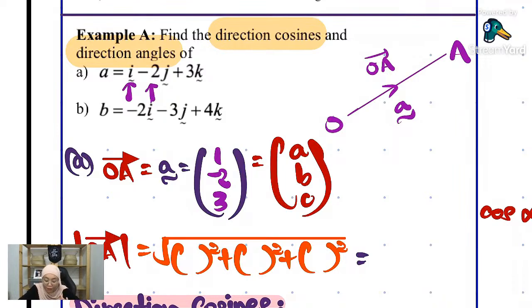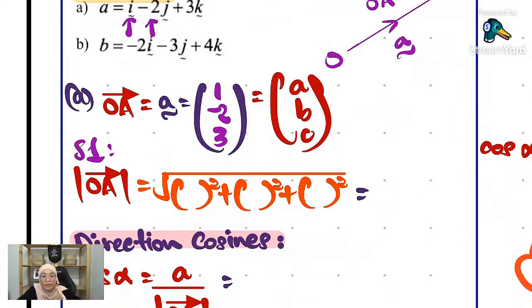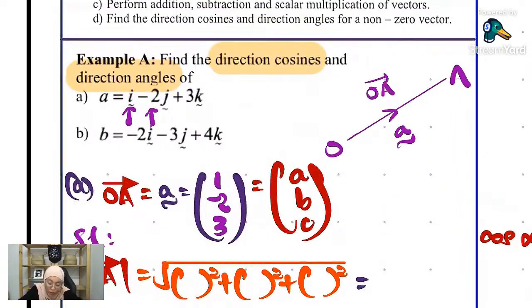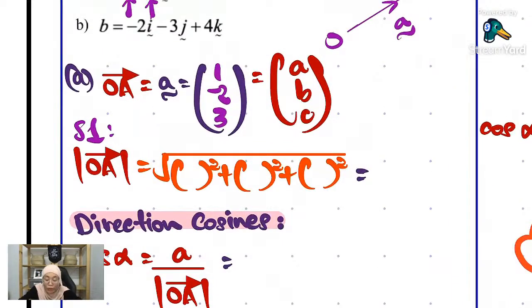Okay, and the first step is to find its magnitude. So magnitude memang sangat penting dalam mencari direction cosine dan direction angles. Okay, kejap lagi saya tunjukkan formula dia. Tapi sebelum tu, step yang pertama, find its magnitude. Step yang pertama adalah cari magnitude dia.